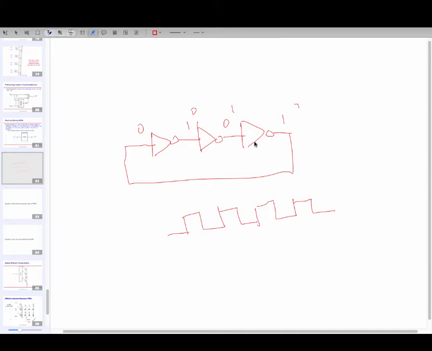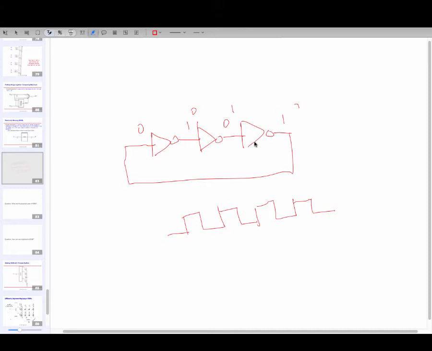So piezoelectric crystals, or crystal oscillators, are very commonly used in electronic components. Versus these, which can be made in silicon, so they can be put on chip. So if we can do this, why do we need crystal oscillators? Okay.